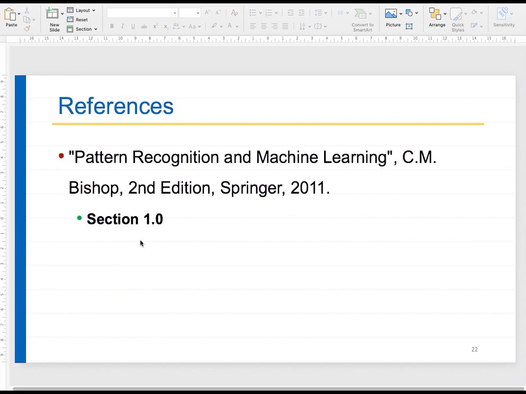Okay, so one good reference which you should read is this book, PRML by Bishop. You can read section 1.0.